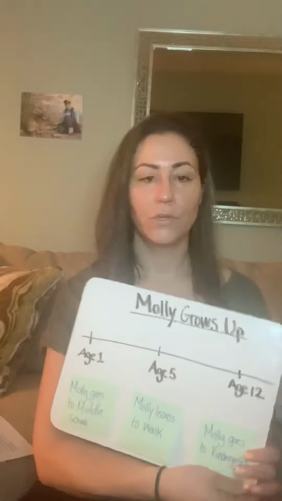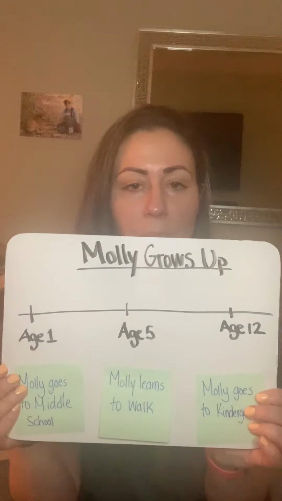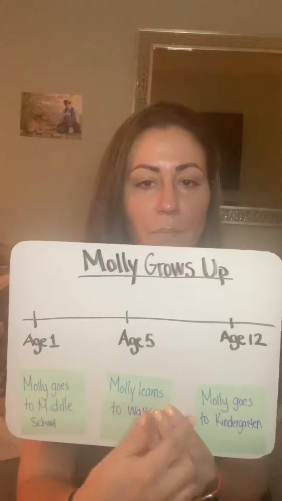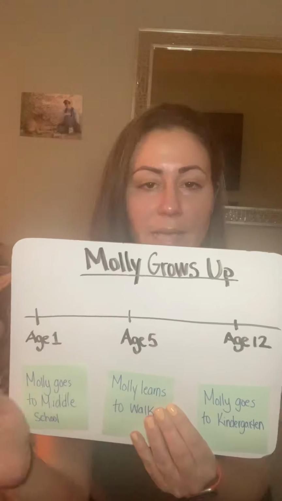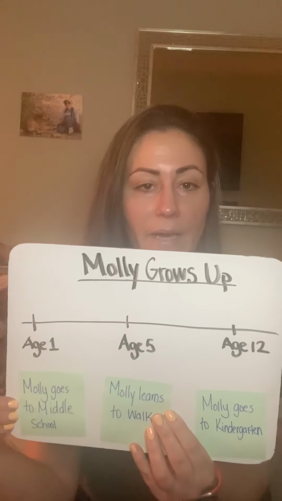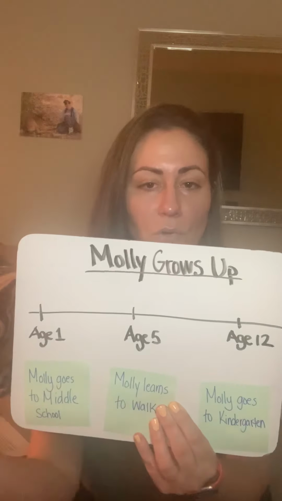So if you guys remember when we were in class, towards the beginning of the year, we made timelines about our own lives. And then we also made timelines about the human life cycle from a fetus to an elderly person. So let's take a look at an example of a timeline. If you take a look at the top, not the Post-its, just the top. This is an example of a very basic timeline, and it's titled Molly Grows Up.